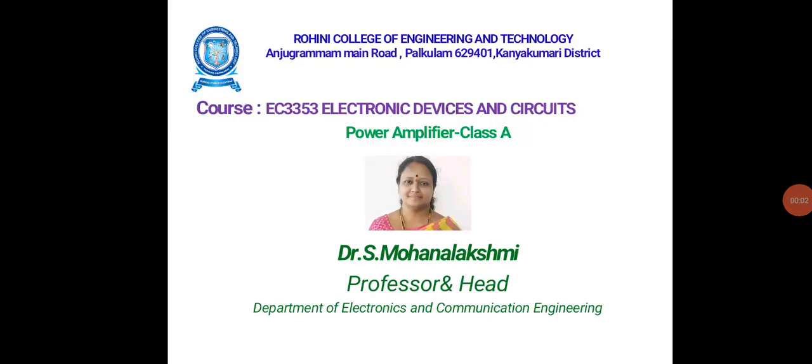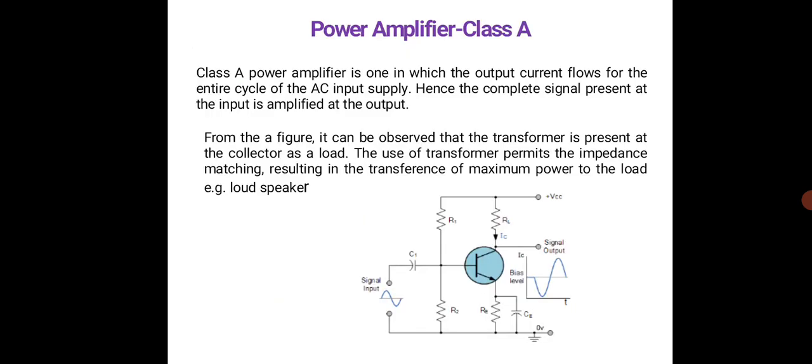In this video lecture, we'll see about the Class A power amplifier. Class A power amplifier is one in which the output current flows for the entire cycle of the AC input supply. Hence, the complete signal present at the input is amplified at the output. From this figure, we can observe that the transformer is present at the collector as a load.